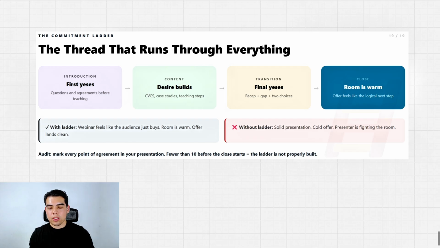And what you're trying to do is get as many yeses as possible. So by the time you do that pitch, "Would you be interested in a system that can help you get faster results?" That's going to be a no-brainer for them. It's going to be easier for them to say yes after they've agreed with you and said yes to you a bunch of times throughout the presentation.